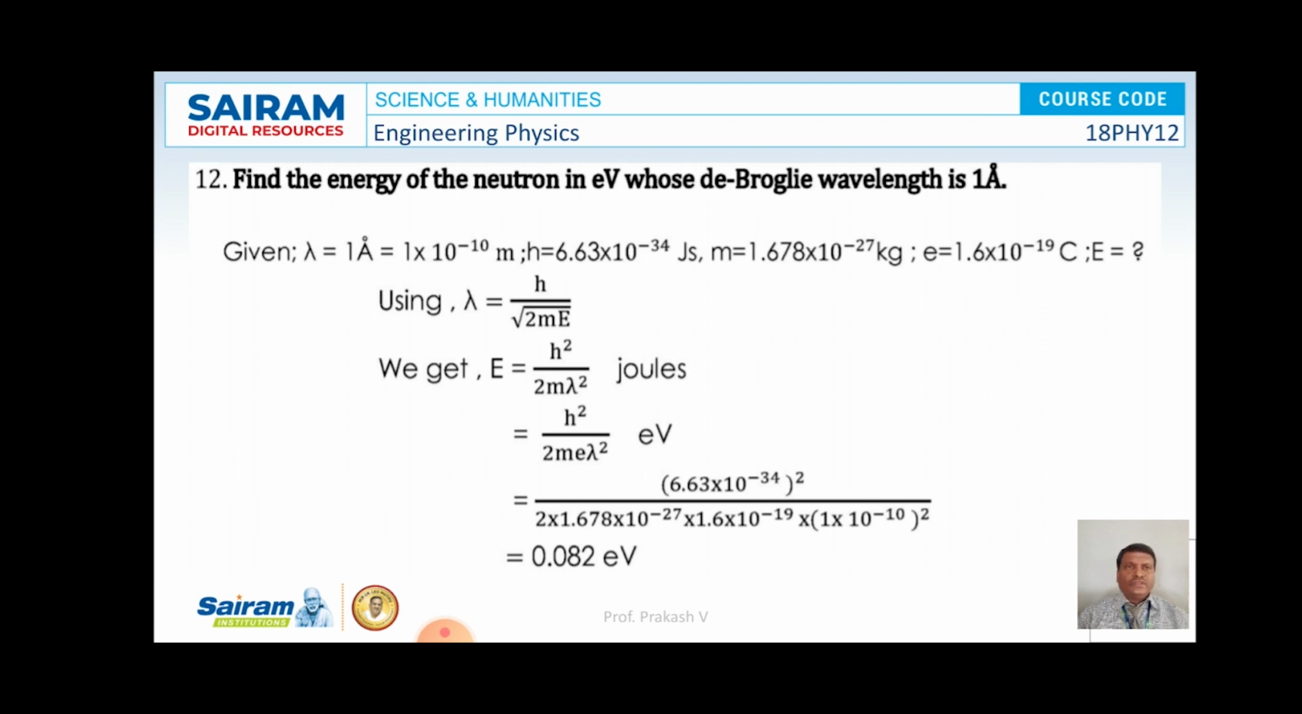So on simplification, the energy of the neutron E is equal to 0.082 electron volts. So here the value is in joules; if you divide that by the charge on the electron, you are going to get the energy in terms of electron volts.